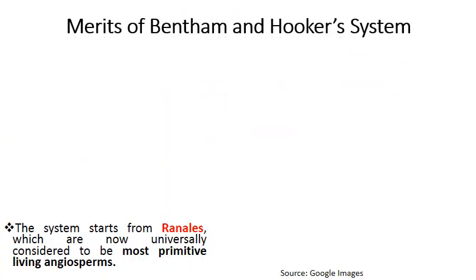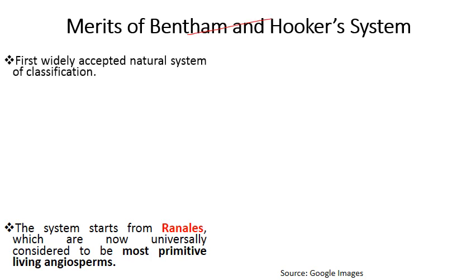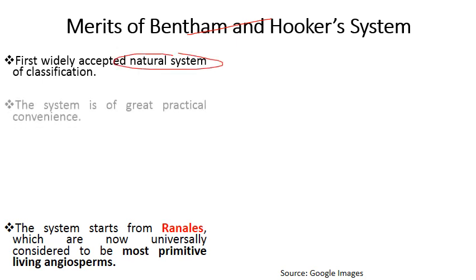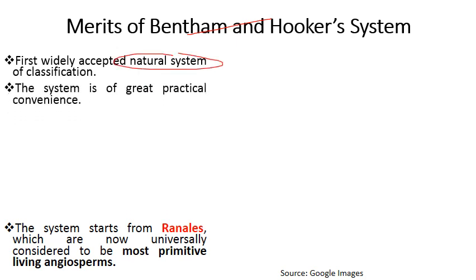Next comes an important topic, that is merits of Bentham and Hooker system of classification. So firstly, this was the first widely accepted natural system of classification, and this system is of great practical convenience.